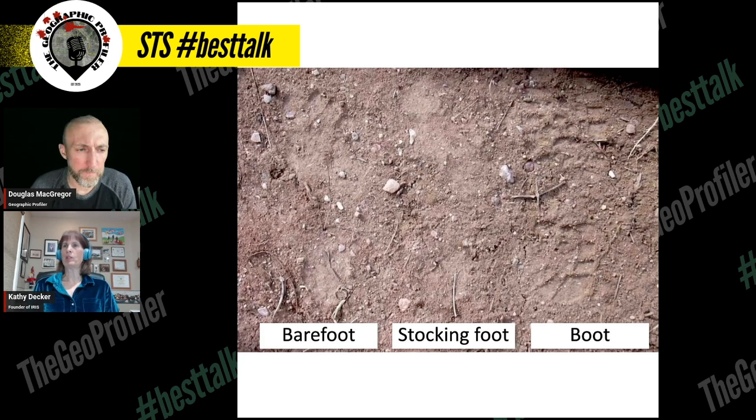This was representative of how sign might look to the tracker's eye. Someone who is barefoot, someone who has a stocking foot, and someone who is wearing a boot. All three of these are representative of sign evidence. All three of these can be tracked. The key, as a tracker, is recognizing what it is you're seeing on the ground.